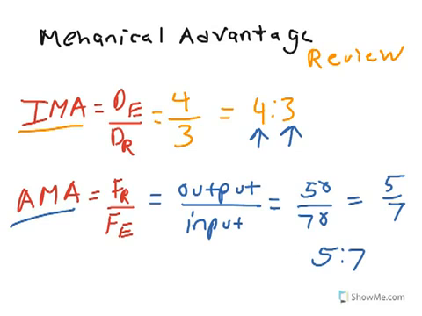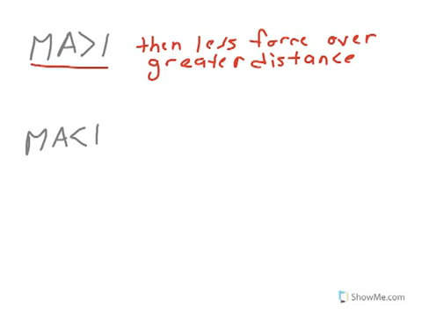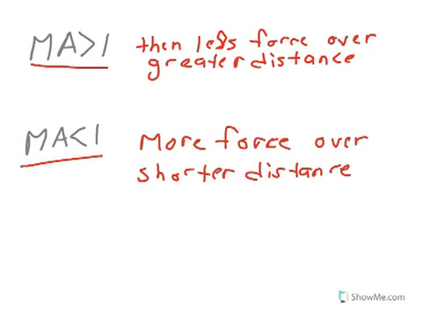Writing it as the ratio 5 to 7 means that I'm getting 5 pounds of output force for the 7 pounds of input force that I'm putting in, which, if we look at that as a fraction again, 5 over 7 is less than 1. I'll go over the differences in the two different types of mechanical advantage. If I have a mechanical advantage greater than 1, then that means I'm putting in less force over a greater distance. If I have a mechanical advantage less than 1, then I have more force over a much shorter distance.